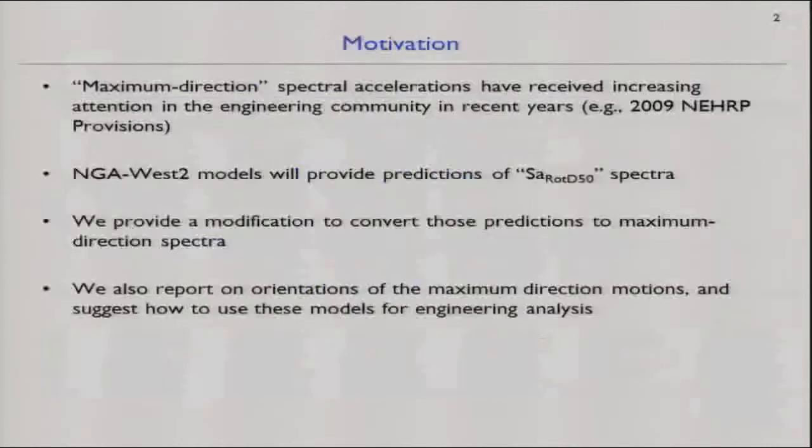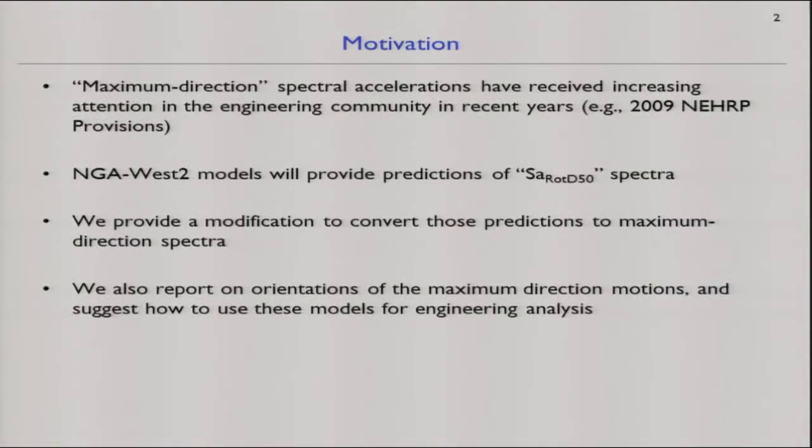The motivation here is that in some engineering circles there's interest in looking at response spectra that are the maximum response spectral value observed over all horizontal orientations of a ground motion. For example, the 2009 provisions specified ground motion hazard maps defined for this maximum direction spectral acceleration, which is different from what the NGA models develop as the base models, which use the ROT-D50 measure. So we are looking at the differences between those two measures and aiming to develop modifications to convert between those two definitions of ground motion response.